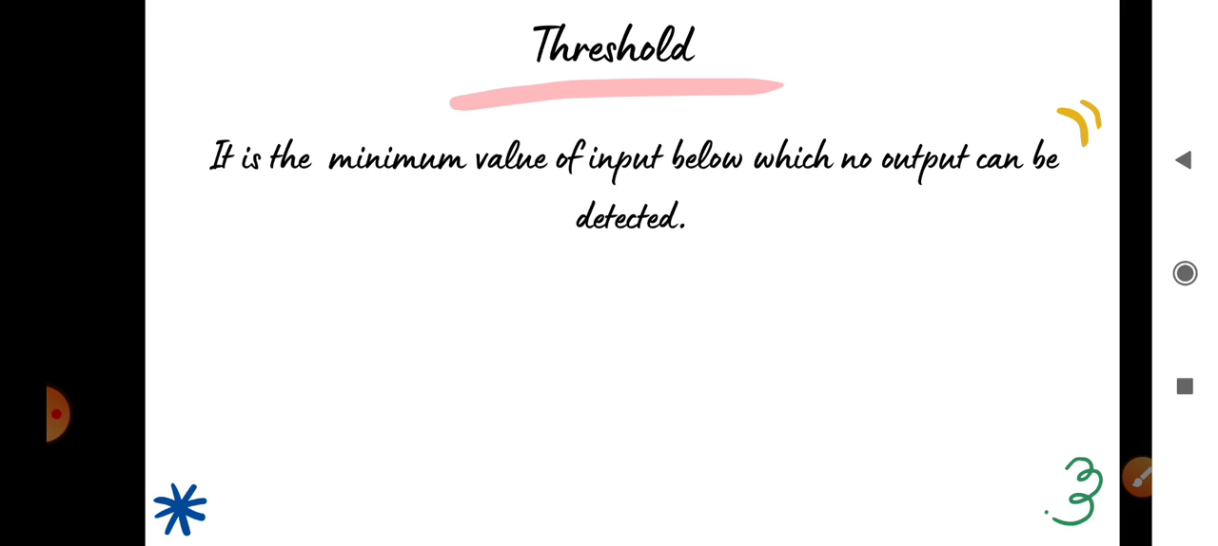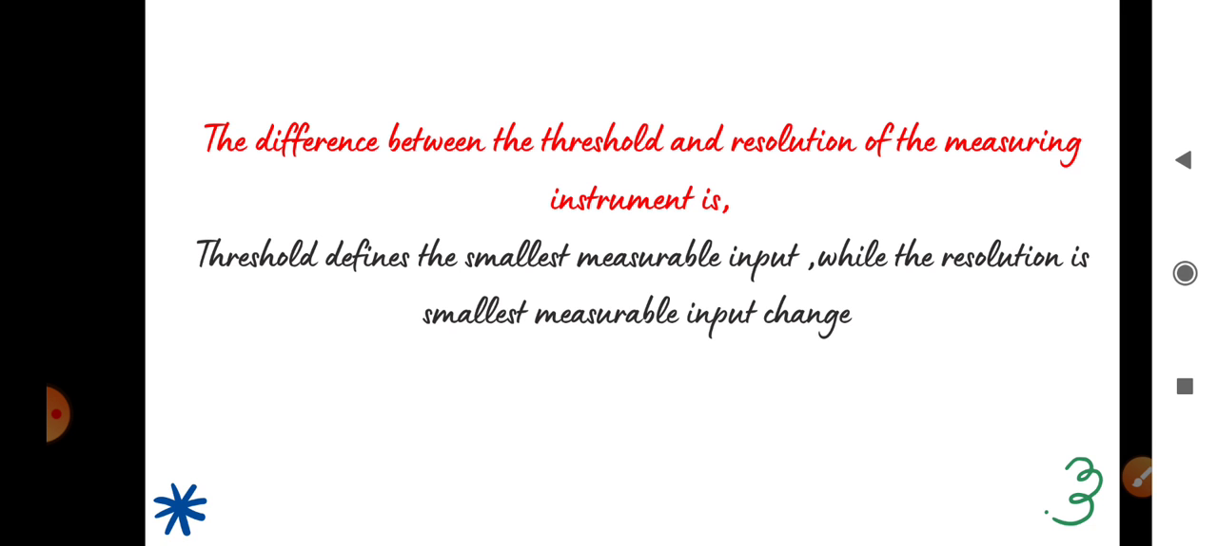Now the threshold. Threshold is the minimum value of the input below which no output can be detected. So there is a small difference between resolution and threshold. Threshold defines the smallest measurable input, while the resolution is the smallest measurable input change.